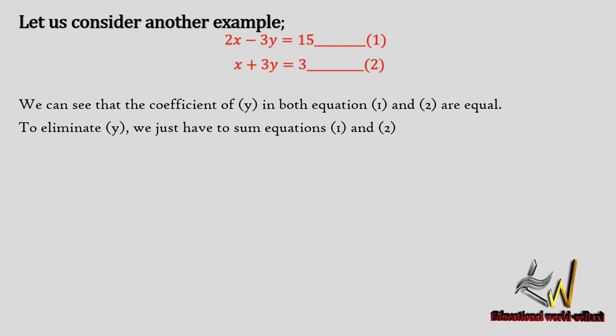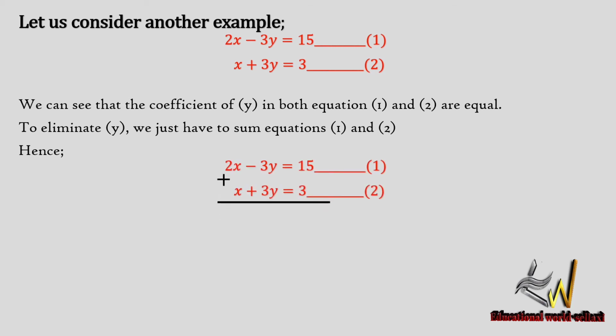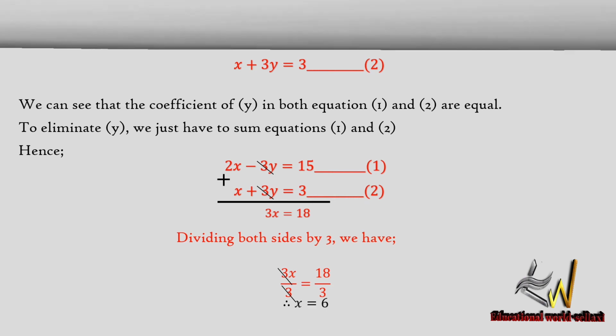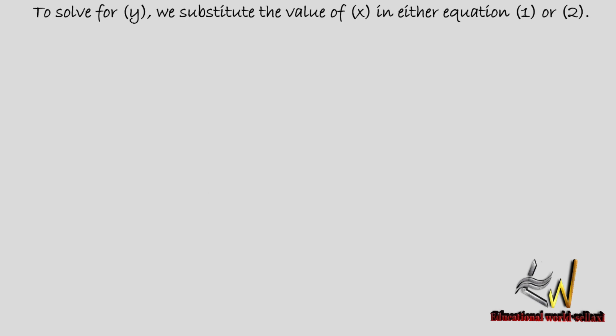To eliminate y, we just have to sum the two equations. So in summing them, we have that 2x minus 3y is equal to 15 plus x plus 3y is equal to 3. Then the 3y's will cancel out, and we now have that 3x is equal to 18. Dividing both sides by 3, we have that 3x over 3 is equal to 18 over 3. The 3's cancel each other out. We now have that x is equal to 6.